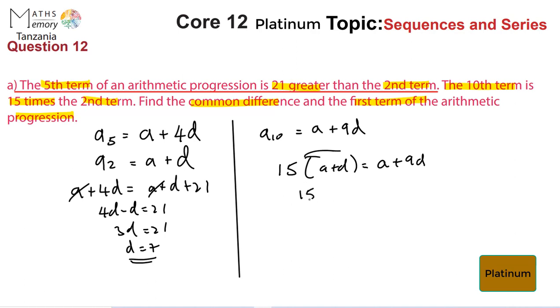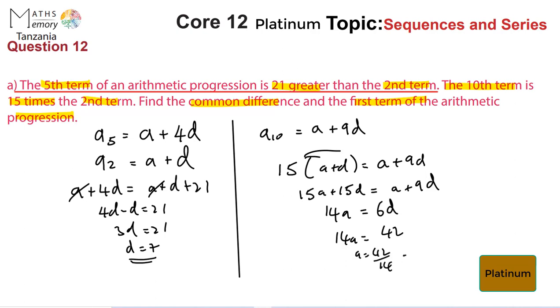Let's expand all this. 15A plus 15d will equal A plus 9d. Let's put the A's on one side and the d's on the other. So 14A will equal minus 6d. Now d, we're told, was 7. So 14A will equal minus 6 times 7, minus 42. A will equal minus 42 over 14, and therefore A will equal minus 3. Actually, we made a little blunder: this should be minus 6d and minus 42, because 9d take away 15d was minus 6d. My apologies. So A is minus 3 and d is 7.